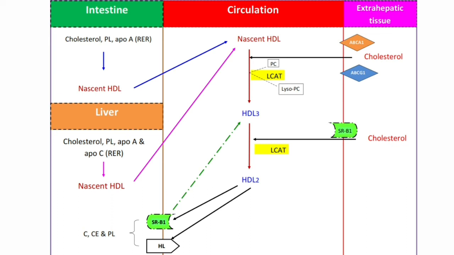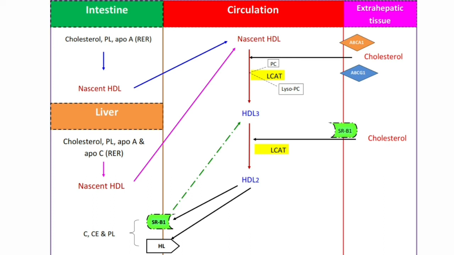One of the functions of SRB1 receptors is in the liver and steroidogenic tissues, for example in adrenal glands. These scavenger receptors of B1 type bind to HDL via ApoA1, and the cholesterol ester is selectively delivered to the cells. During this process, the HDL particle along with ApoA1 is not taken up.